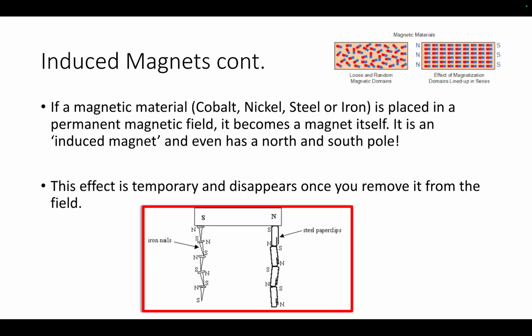All right, and then lastly, a continuation of induced magnetism. If a magnetic material, so those examples, cobalt, nickel, steel, iron, is placed in a permanent magnetic field close by, it becomes a magnet itself. So therefore it's an induced magnet. And induced magnets even have a north and south pole orientation. However, the effect is temporary and it disappears once you remove it from the field. There's a little image below that's quite helpful. It's just got 2 materials, iron and steel, which are induced magnets. They've been put next to a bar magnet, and this is the orientation in which they line up.